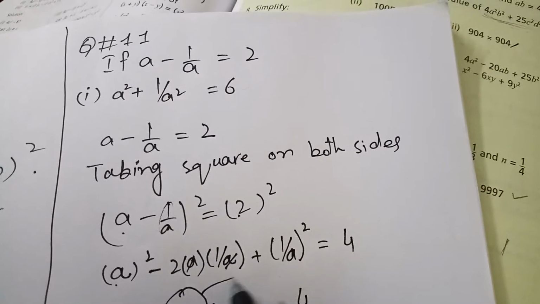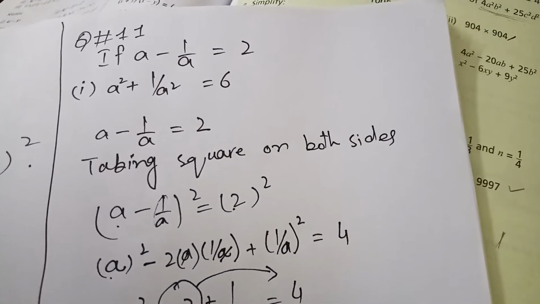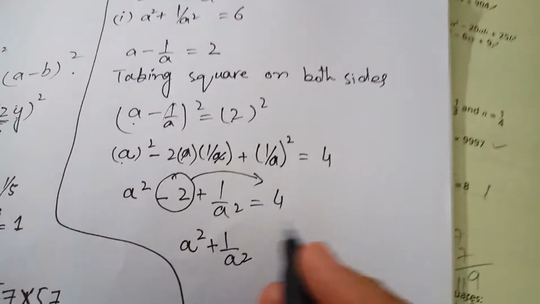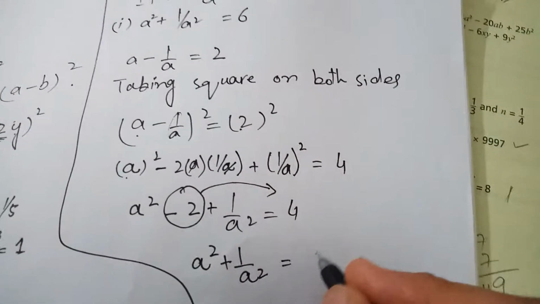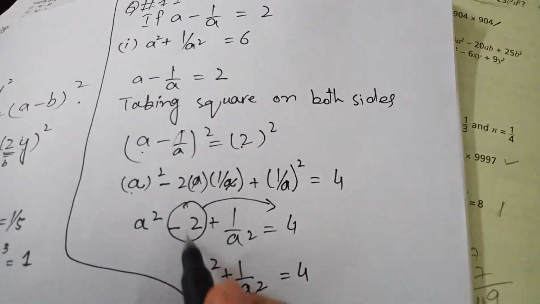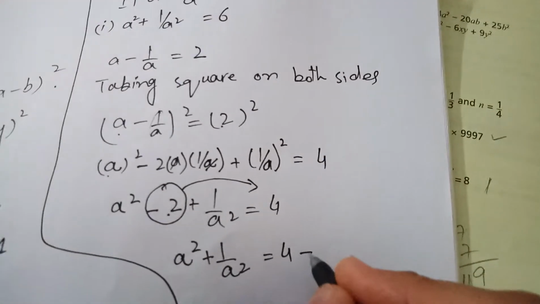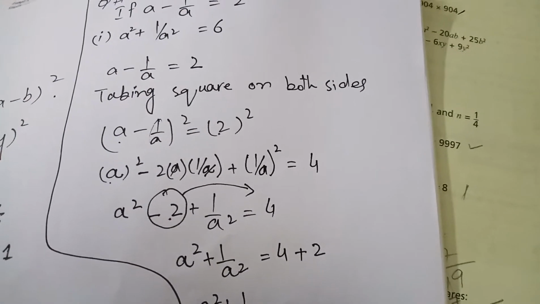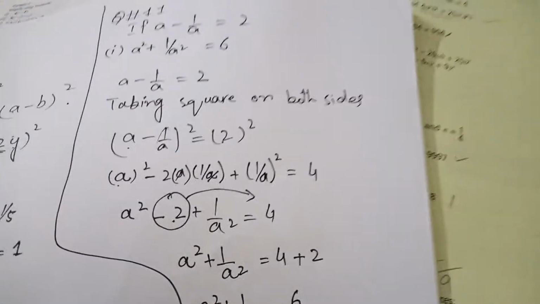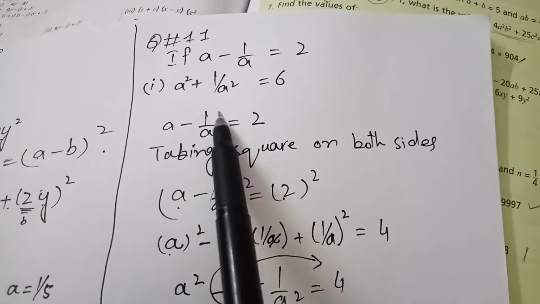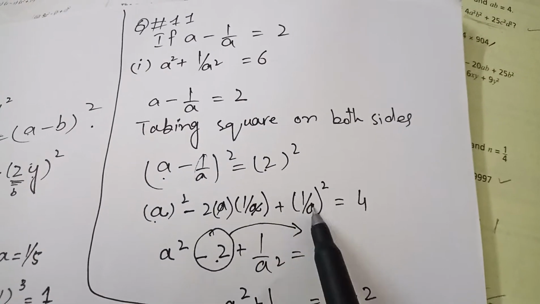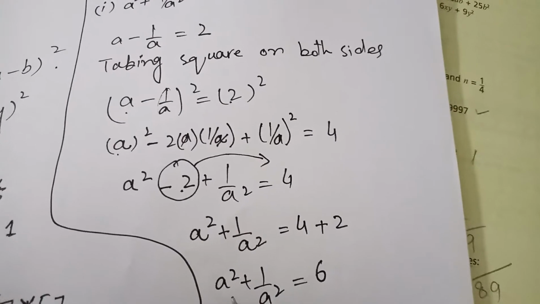The minus 2 over here, when we change it to the other side of the equal sign, will become positive. A square plus 1 over a square, here 4 is already there, and if we transfer minus 2 to the other side of equal, that will become plus. Then a square plus 1 over a square is equal to 6. So we have verified that from a minus 1 over a equal to 2, when we take its square on both sides, we get that a square plus 1 over a square is equal to 6.